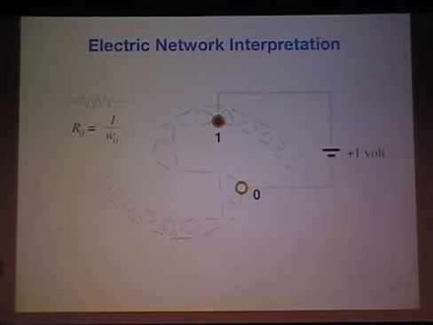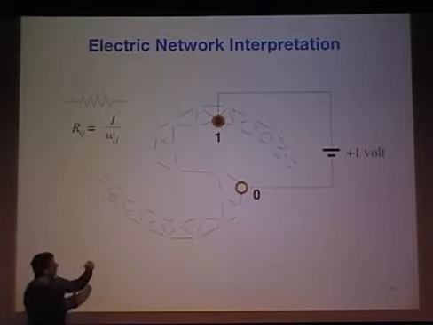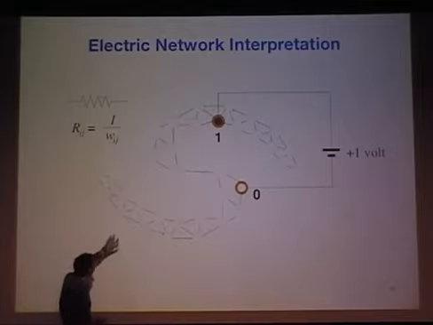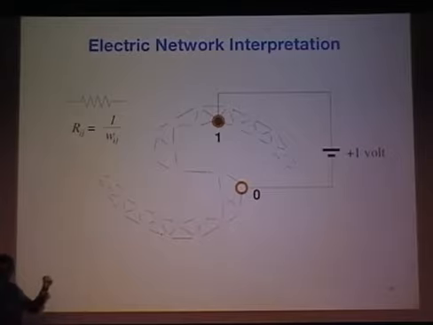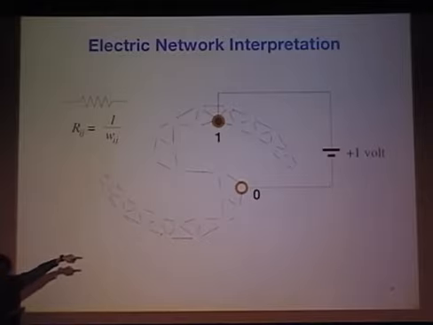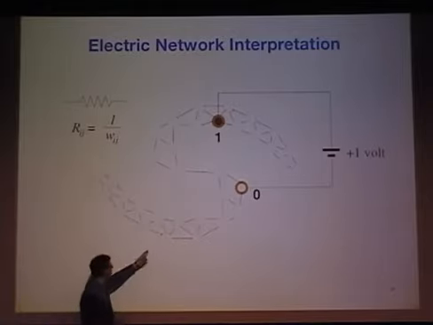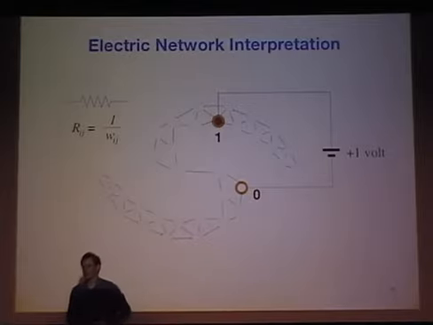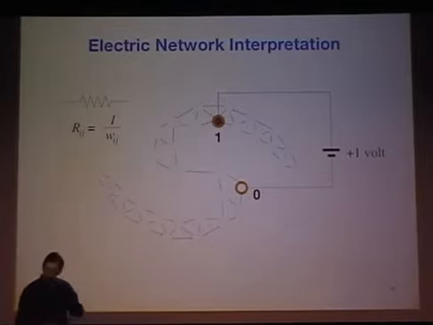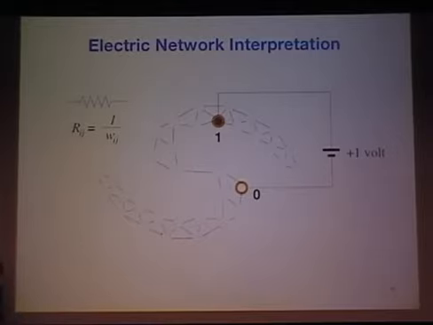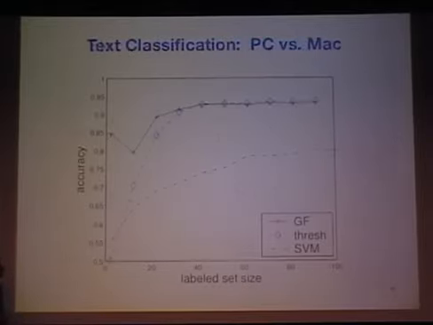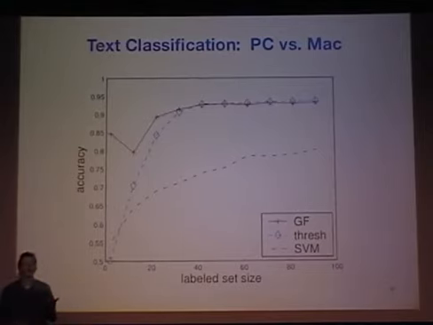Or another interpretation is as an electrical network. If I form a network where the resistance of an edge is inversely proportional to the weight, and then I connect a voltage source across the labeled and unlabeled data, you can ask what is the voltage at one of these internal nodes? Again, the answer is precisely the posterior mean of this Gaussian random field. So this is just another view of this, which is well known from random walk theory. And this kind of technique works really well on examples like this image data, or in text classification.